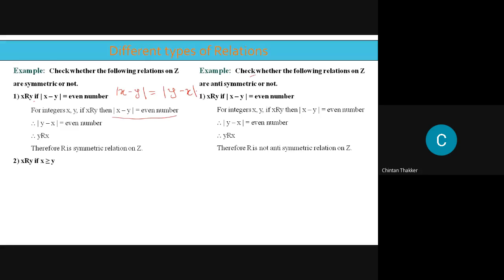Now we take the second, x is related to y if x is greater than or equal to y. Now check whether this is a symmetric relation or not, and write the answer in the chat box.